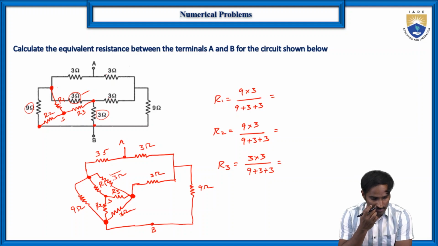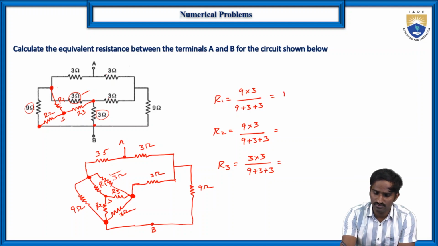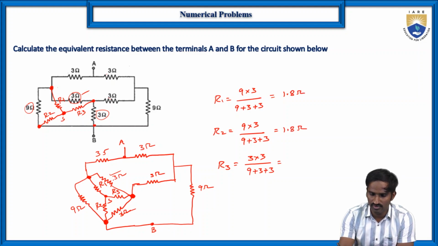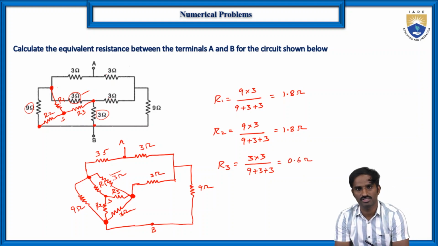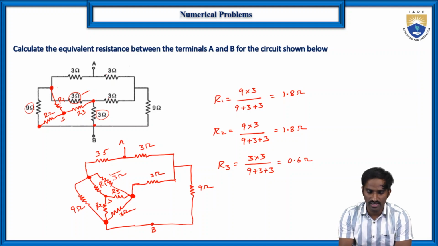Right. Then R1 is equal to 1.8 ohms. If you simplify this, you will get the same for R2, so 1.8 ohms. And R3 you will get as 0.6 ohms, because it is 3 into 3 by 9 plus 3 plus 3. Then replace these values here and simplify this circuit. If you simplify this circuit, you will get the circuit like this.